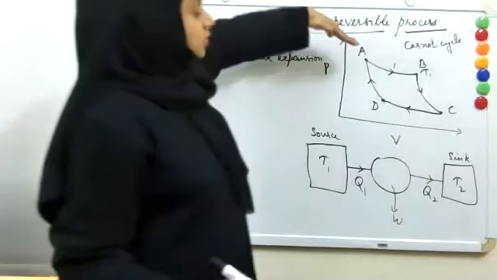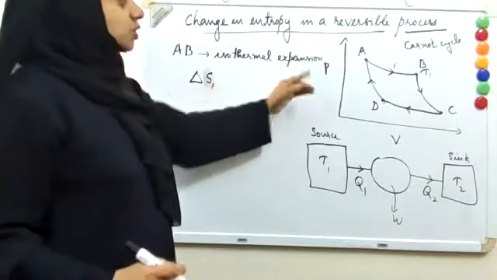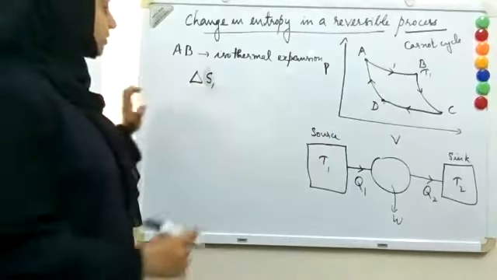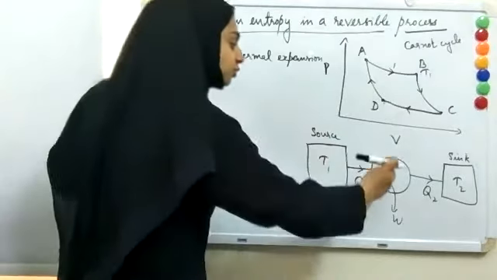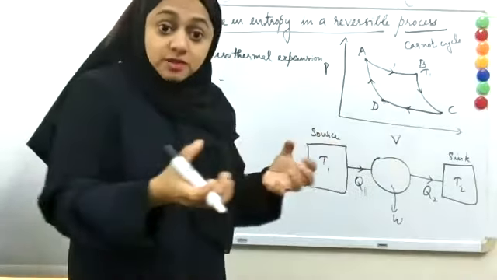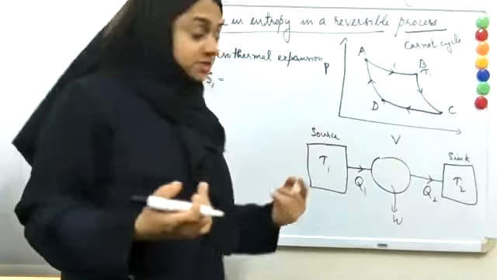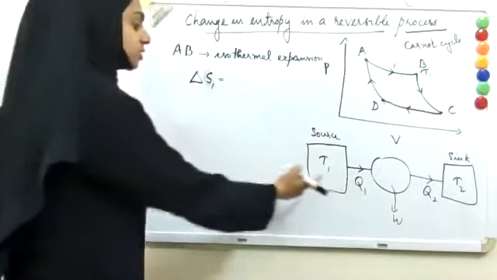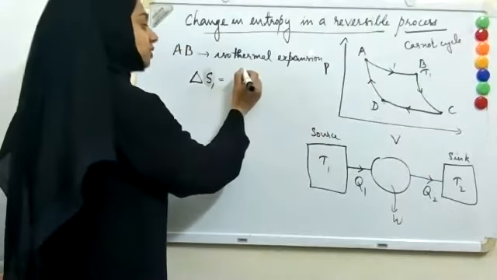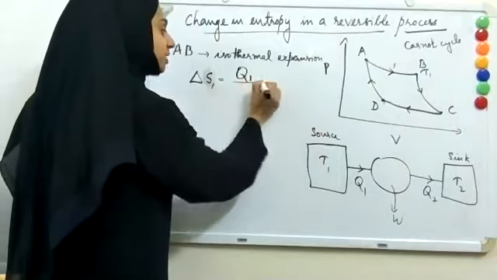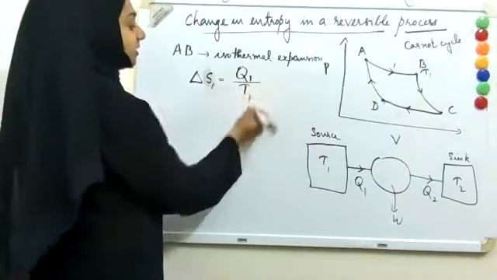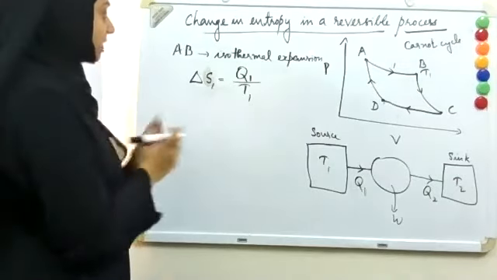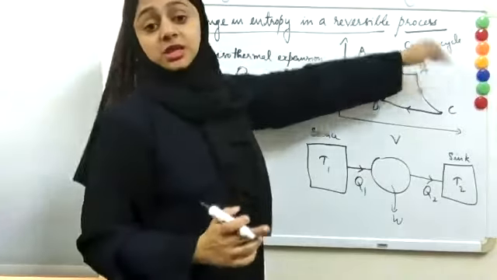So the first step, when it goes from A to B, there is an isothermal expansion. So what is the change in entropy? When you look at the system, it is receiving some amount of heat. What amount of heat? Q1. And it is at the temperature of the source, T1. So I can write delta S1 is equal to the amount of heat received, Q1, divided by the temperature T1. So the change in entropy delta S1 is equal to Q1 by T1, for the first process, that is isothermal expansion.